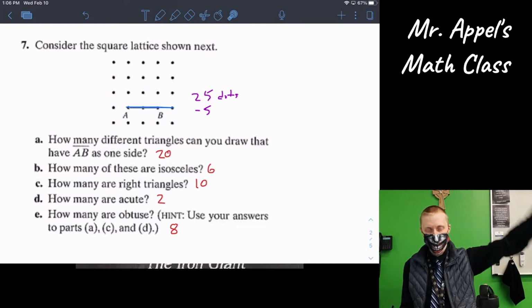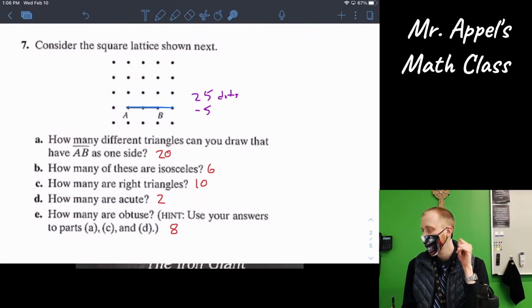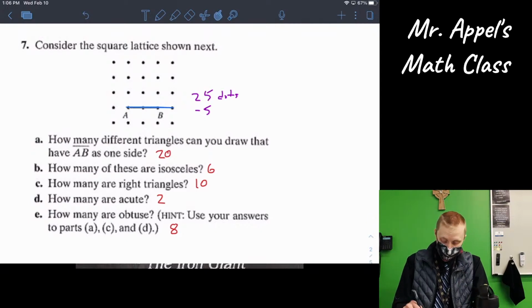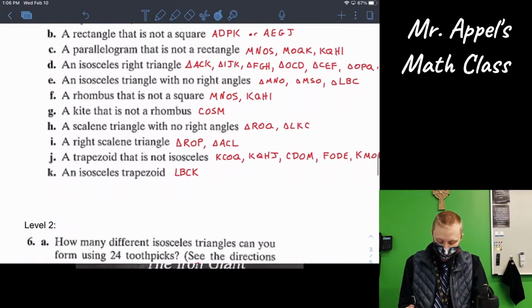Okay, any questions on level 1 problems? Okay, let's look at level 2.